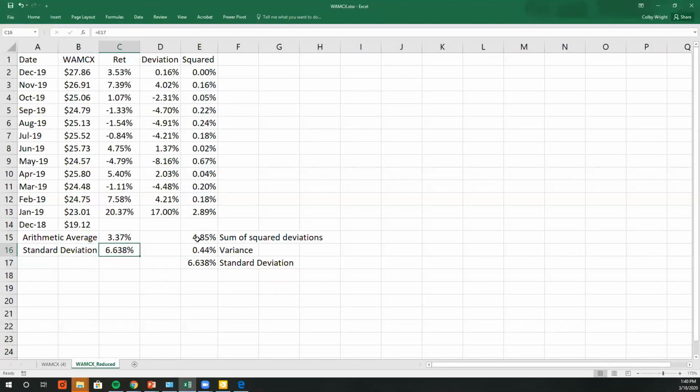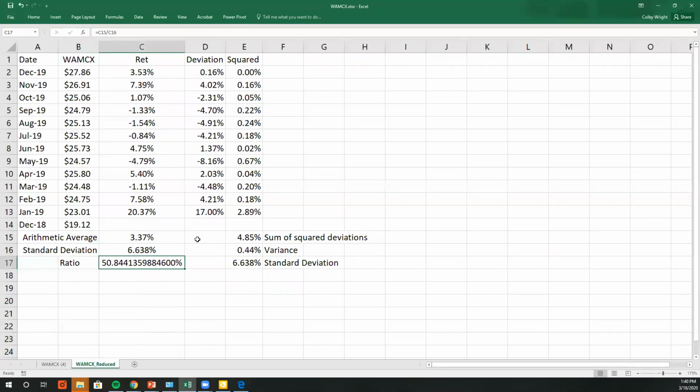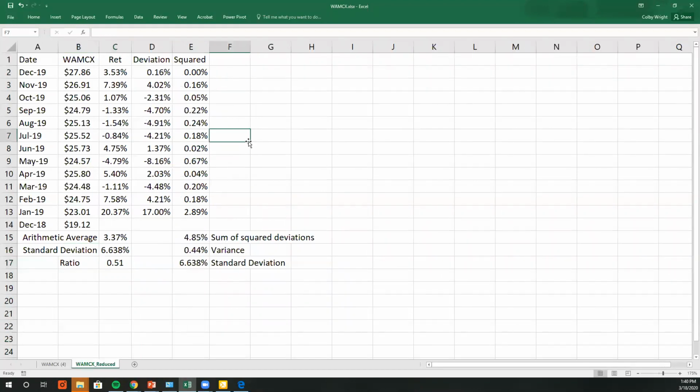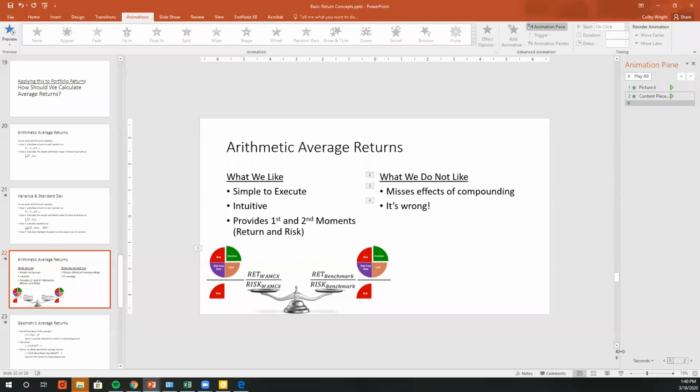Very easy. And then what we can do is we can scale, right? We could take the arithmetic average divided by the standard deviation. So I'm just going to do the ratio here. The ratio is the return divided by the risk. And I'm just going to turn it into a simple number. Okay, that is arithmetic average return.